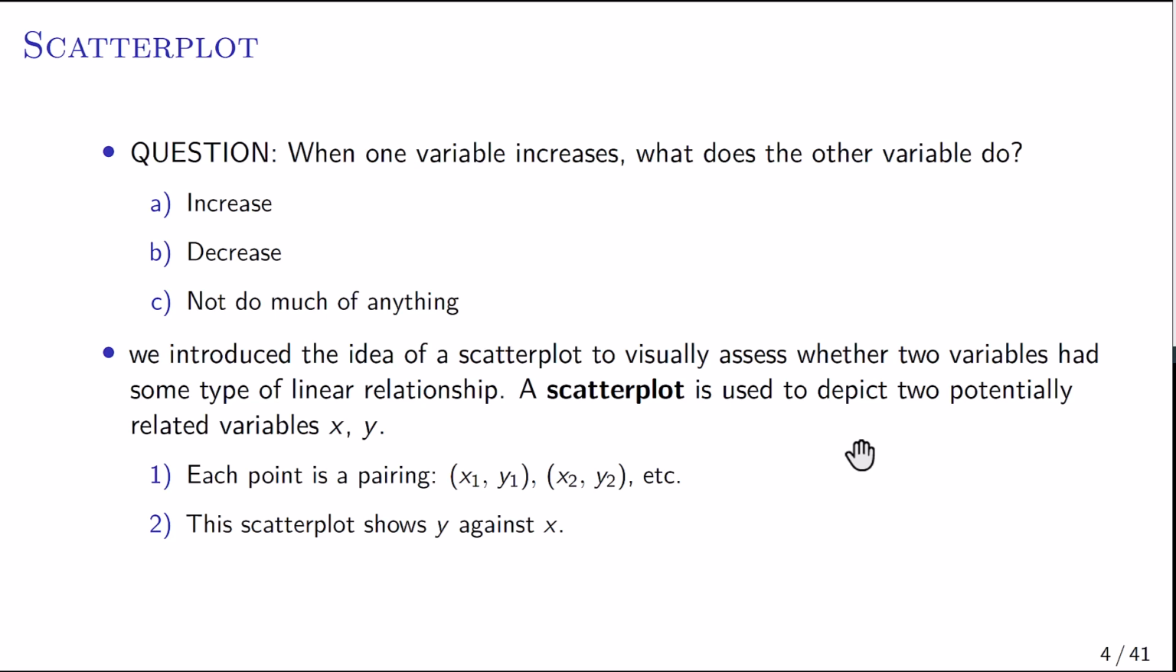As we know, a scatter plot is a graph that describes 2 potentially related variables. Here we just put x and y. How do we construct a scatter plot? Each point is a pairing, right? So we put x first and y second as the coordinates of a point, and plot the points together. That's what we mean by scatter plot. It shows y against x.